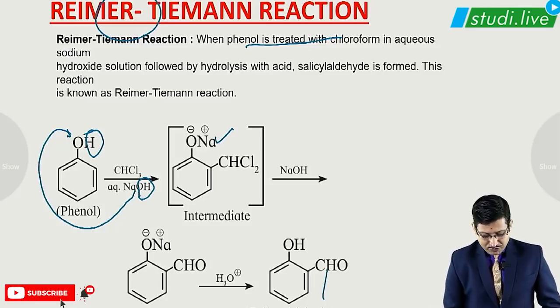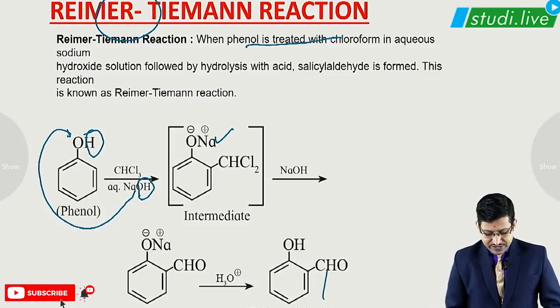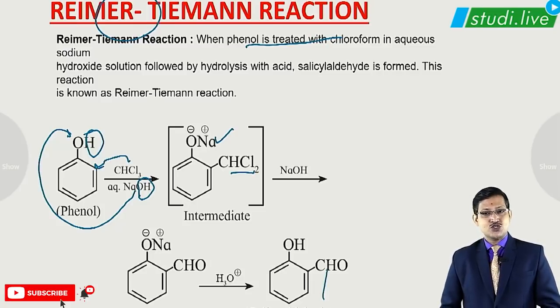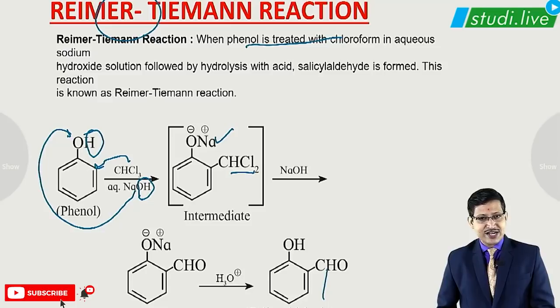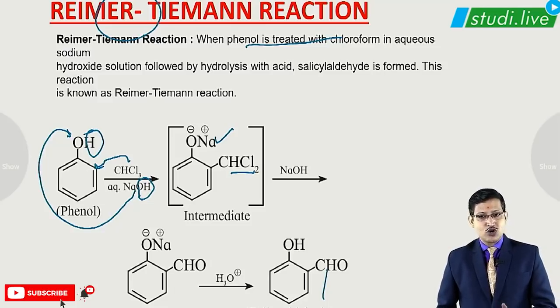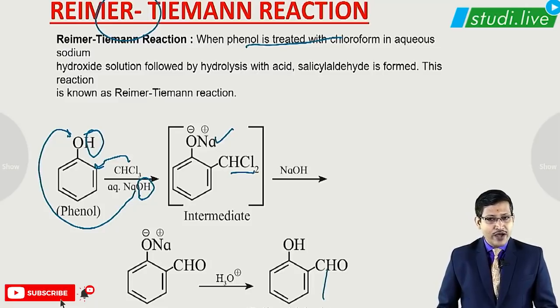Next important thing, you have got CHCl3. Out of that CHCl3, CHCl2 gets attached here. So CHCl2 gets attached at the ortho position. So two things to remember, CHCl2 at ortho position and ONa gets attached at OH. So in OH, H gets replaced by Na.